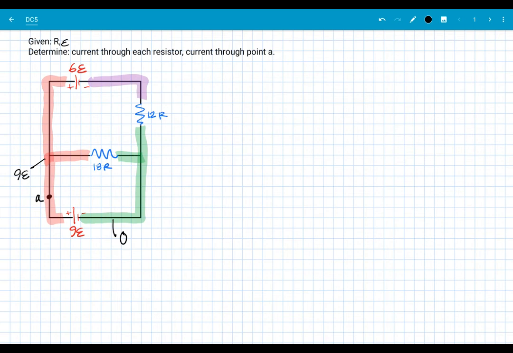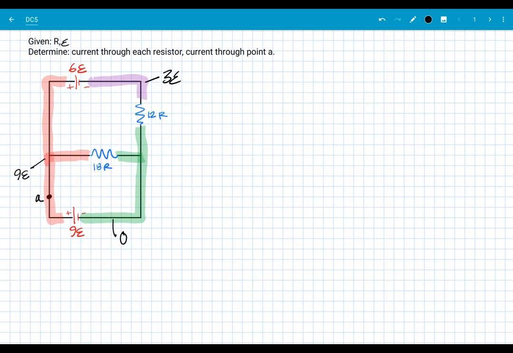Now I'm going to follow this up to the 6E battery up through the top branch. And notice as I step from red to purple, I'm stepping from 9E and then I go down 6E. So if I'm at 9E and I step down 6E, this purple here is 3E. So check it out. I have all three of my elevations labeled. So actually, that's super cool. I can find whatever I want to find now about this circuit.